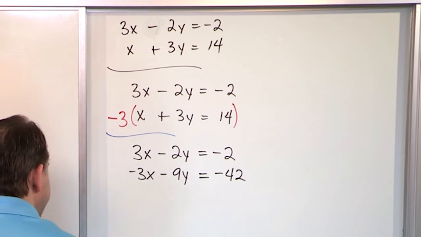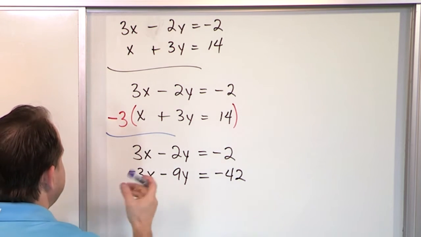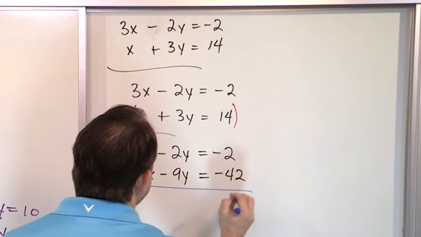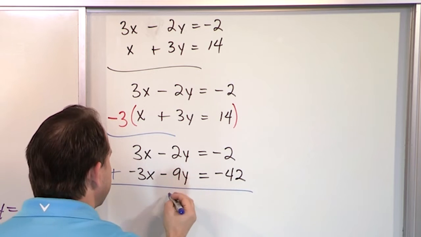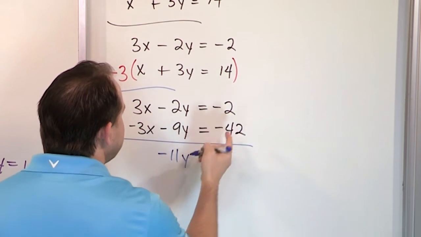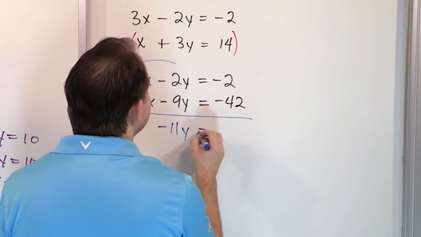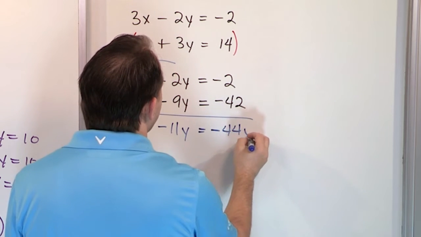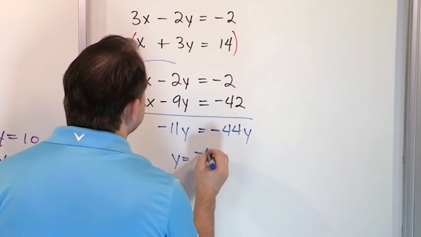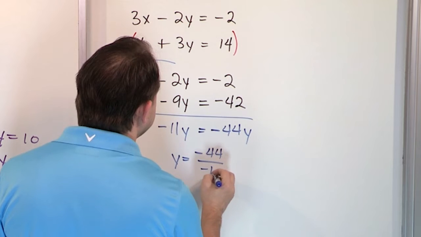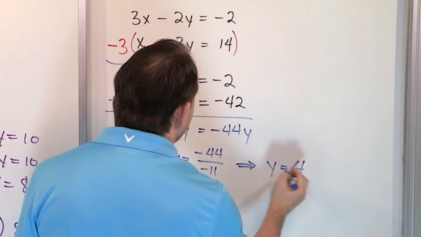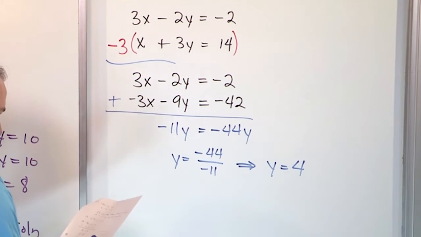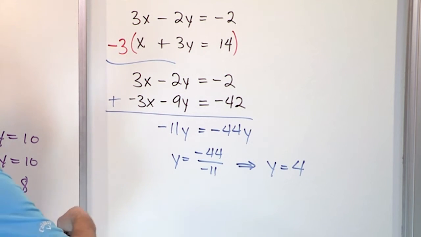And now that you can see that if I add these, I'm going to get that cancellation, you can add them together. When you add this, you get 0. When you add negative 2y plus negative 9y, you get negative 11y. And when you add negative 2 and negative 42, you get negative 44. So then y is negative 44 over negative 11, so y is equal to positive 4. Negative divided by negative is positive, so you get a 4. That's the value of y.